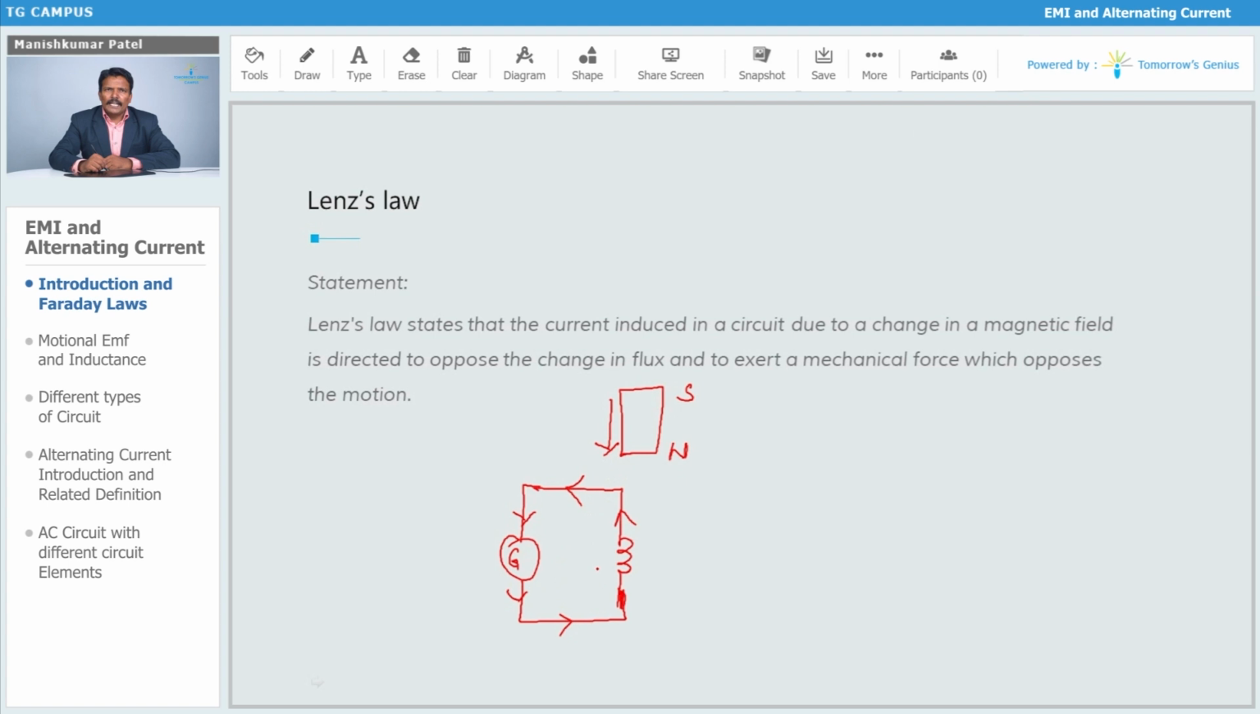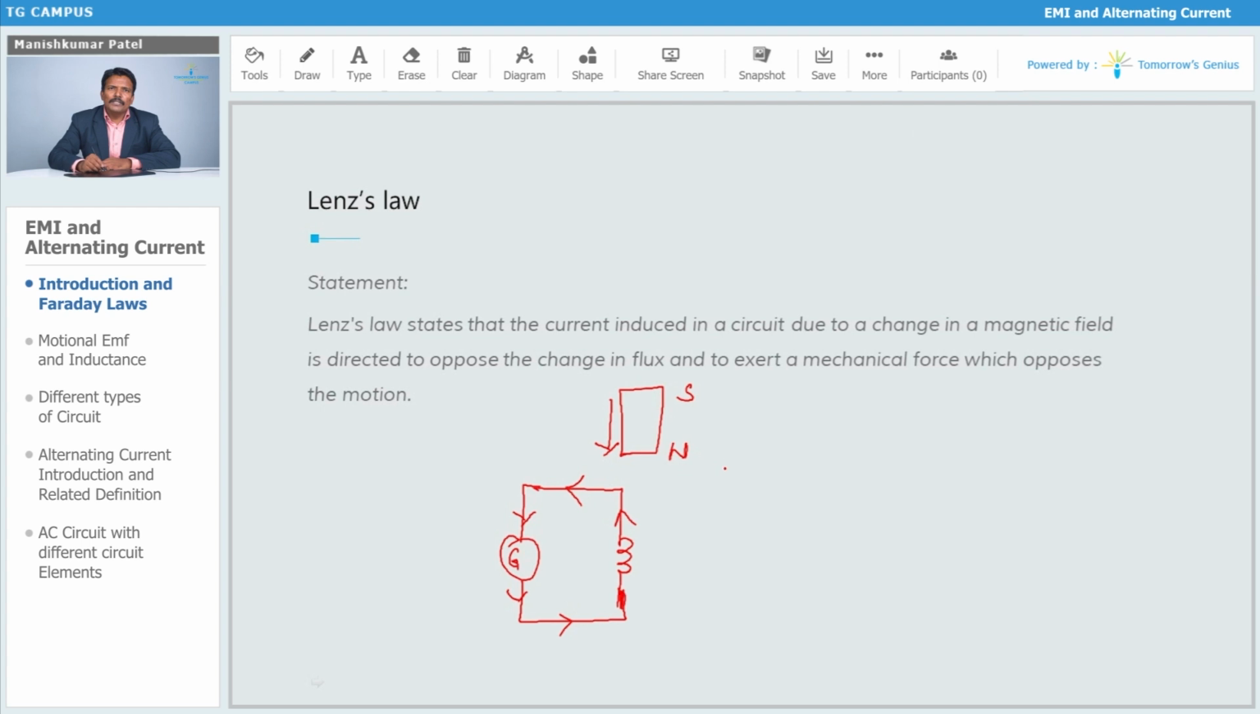The law states that the direction of induced EMF will act in such a way that it will oppose the cause. Why has the EMF been induced in this circuit? Mainly because of the motion of your magnet. So the induced EMF has to oppose that motion. How is it going to oppose it?